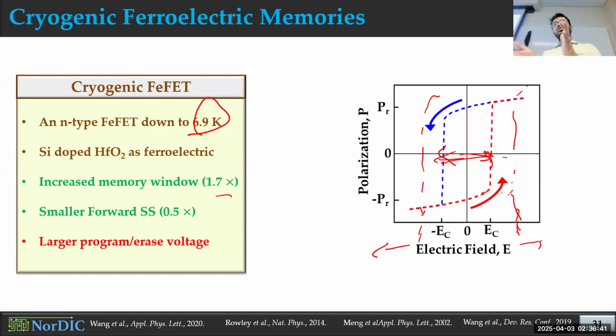So this trade-off is also known for room temperature applications, and you see that in a cryogenic environment it becomes worse. For ferroelectric memory systems, the memory window that we have is already sufficient. We don't need to improve that anymore. But the problem is when you go to a cryogenic environment, this program erase voltage actually increases. So that's bad, right? Compared to room temperature, their performance actually becomes worse here.